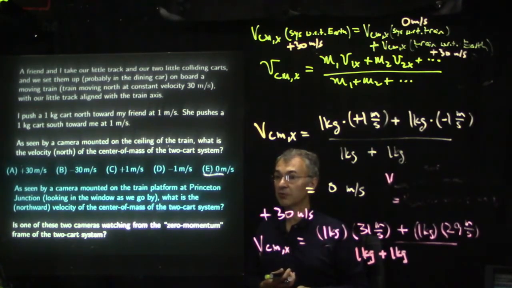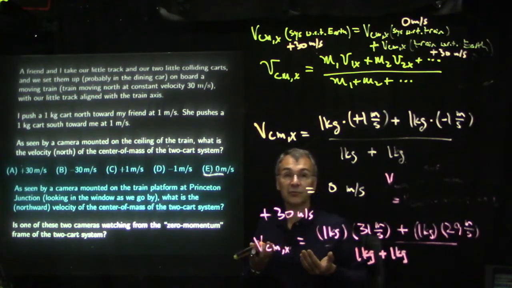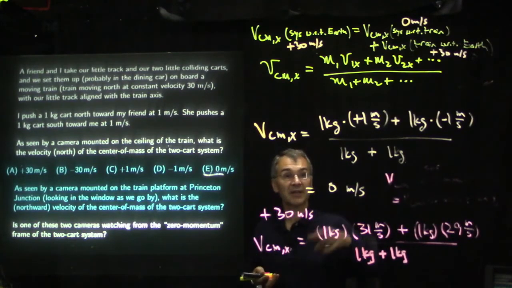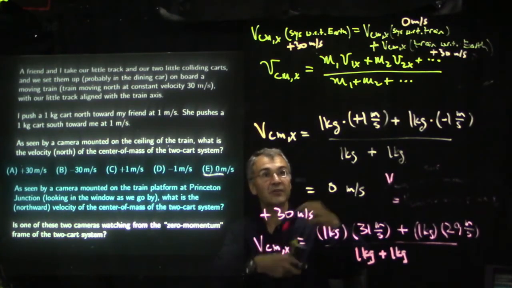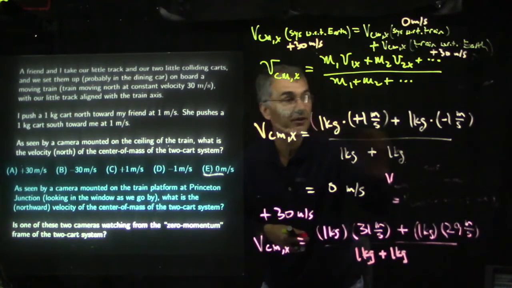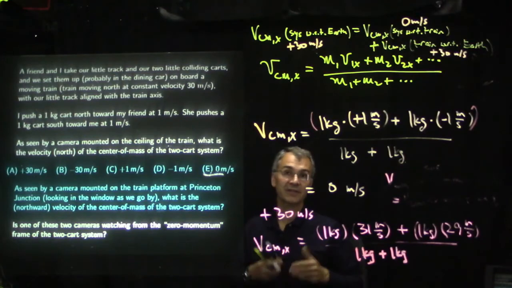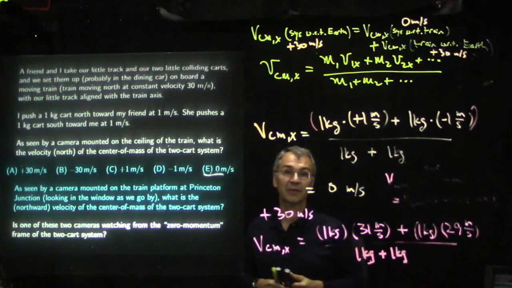Is one of these two cameras watching from the 0 momentum frame of the two-cart system? Well, yes. As a matter of fact, the camera mounted on the ceiling of the train happens to be watching from the perspective of the 0 momentum frame of this system, because the momentum of this system as a whole, as seen by that camera on the ceiling of the train, is 0, right? So that is the 0 momentum frame of this particular system, because this system's momentum happens to be 0 in the frame of the train.